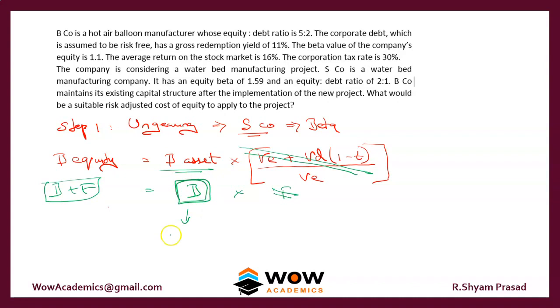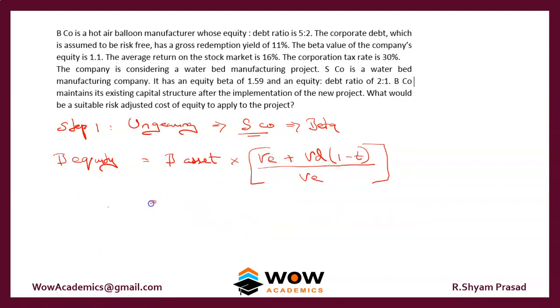What is asset beta? Asset beta refers to the business risk. So what is the business risk? The business risk here is the waterbed company, waterbed project. So that risk alone we can remove separately. So we'll do first the ungearing. So we have the formula here. So we have to get the equity beta of ESCO.